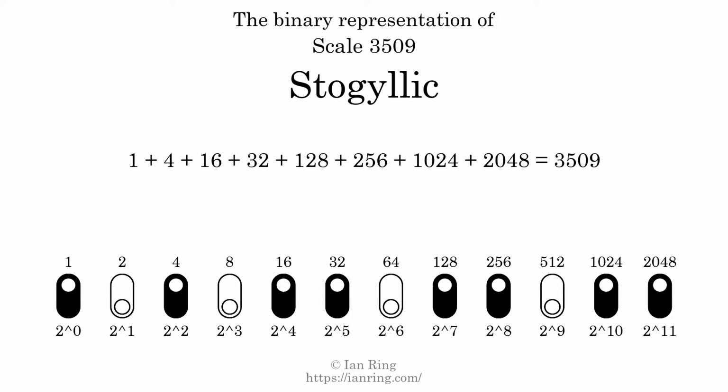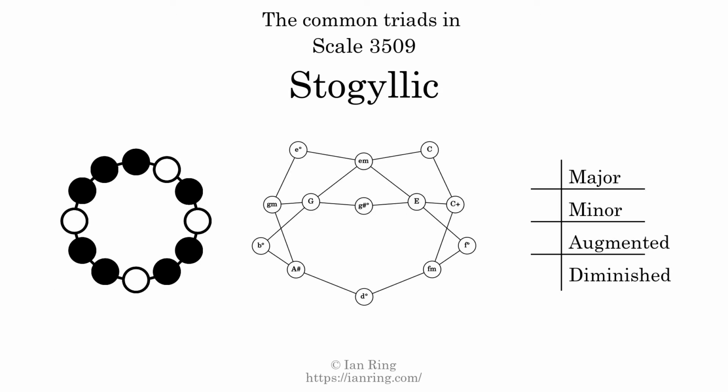The scale number not only enumerates the scale with a unique index, but it also literally describes the tonal content of the scale. Represented as a binary number in base 2, the scale number is 1101101100101. Here are the common triads present in this scale.